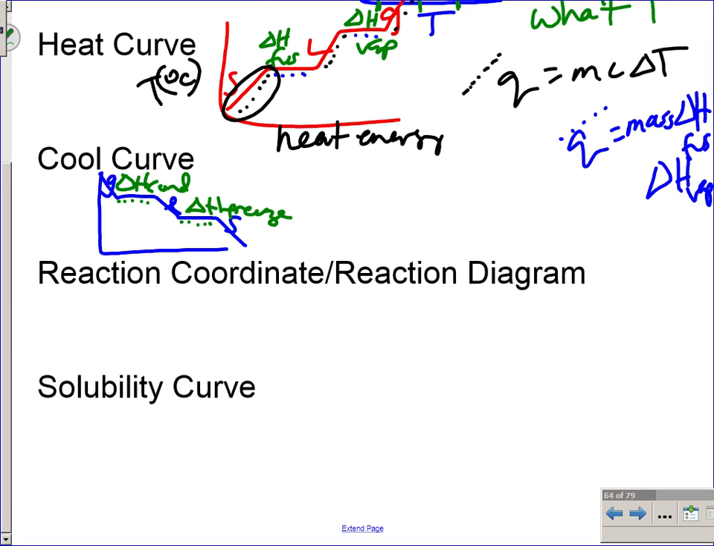We're basically there. Raise your hand if you can tell me what a reaction coordinate or a reaction diagram looks like.